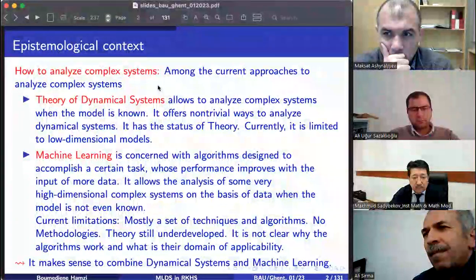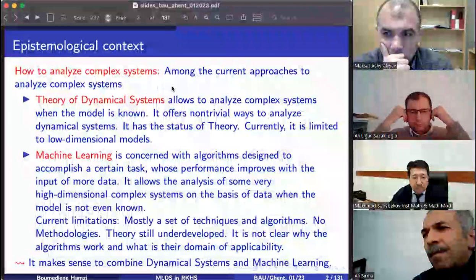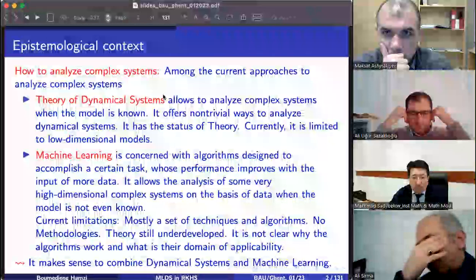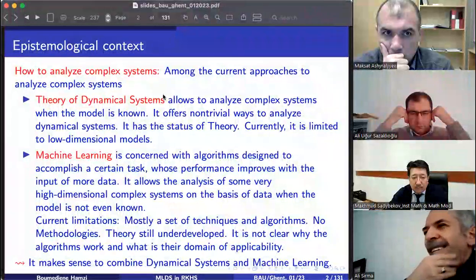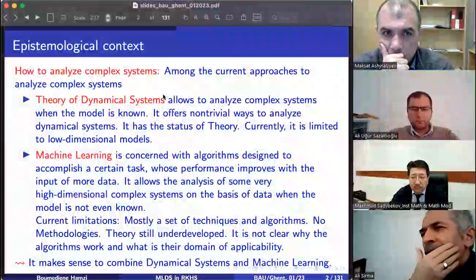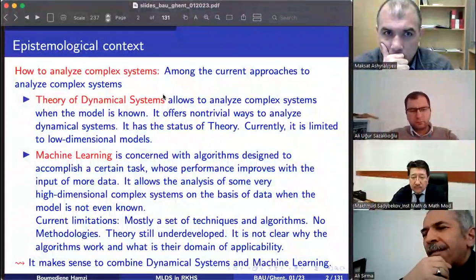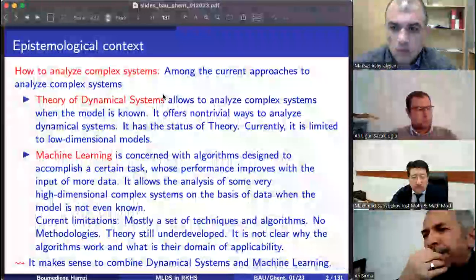That has been developed by Poincaré and Lyapunov in the late 1800s. It allows us to analyze complex systems when the model is known. It also offers non-trivial ways to analyze dynamical systems. It has the status of theory, but it is currently limited to low-dimensional models and some few infinite-dimensional systems.